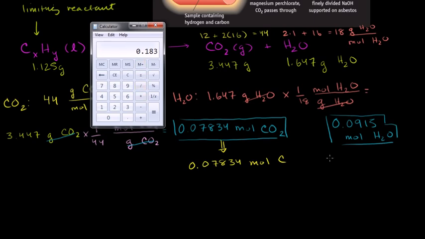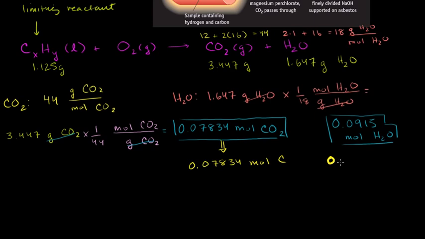0.183. I could even put a trailing 0 because I think I lost a significant digit here. I could have put a 0 right there. But anyway, I don't worry too much about that. 0.183 moles of atomic hydrogen, because for every water molecule we have 2 hydrogens. So I just took this number and multiplied by 2.